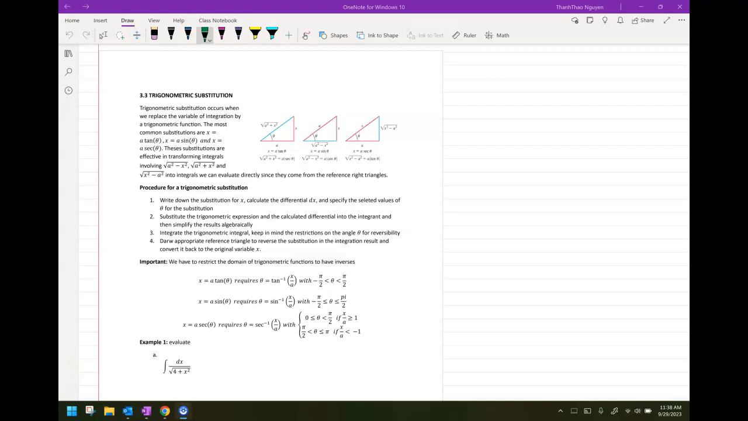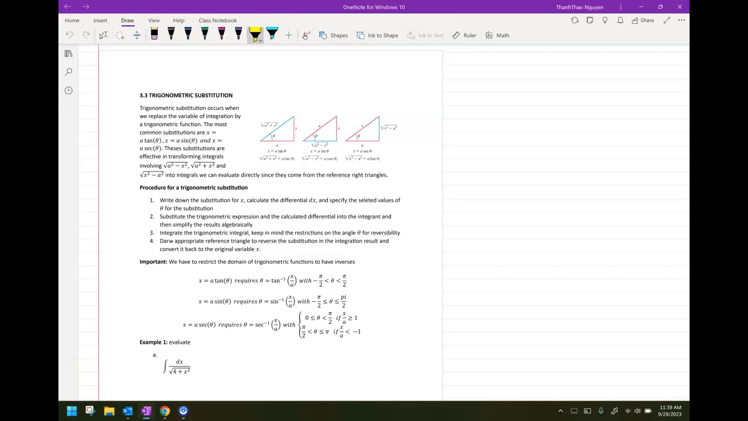Trigonometric substitution. Trigonometric substitution occurs when we replace the variable of integration by a trigonometric function. The most common substitutions are x equals a tangent of theta, x equals a sine theta, and x equals a secant of theta. These substitutions are effective in transforming integrals involving the square root of a squared minus x squared, or the square root of a squared plus x squared, and the square root of x squared minus a squared into integrals we can evaluate directly since they come from a reference right triangle.